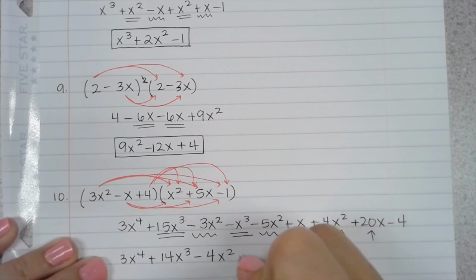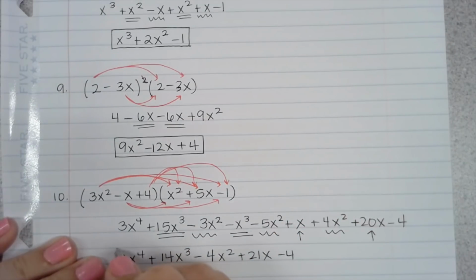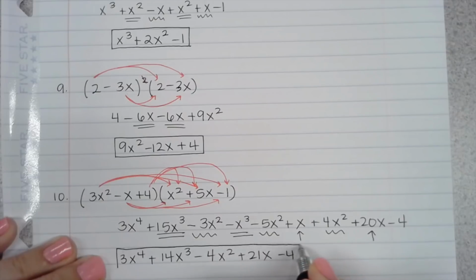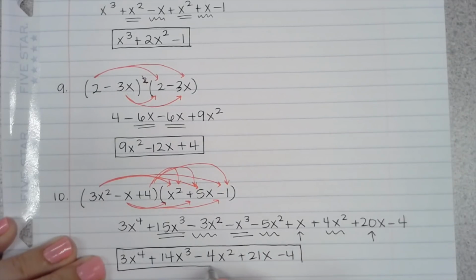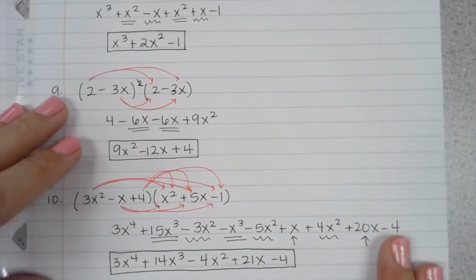1x plus 20x gives me plus 21x. And then the minus 4 on the end, again, didn't have one to combine with. And so that one just drops down and stays as a part of your answer. So this is the completed answer for question 10 with everything multiplied out with one another.